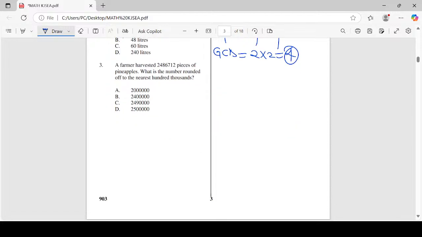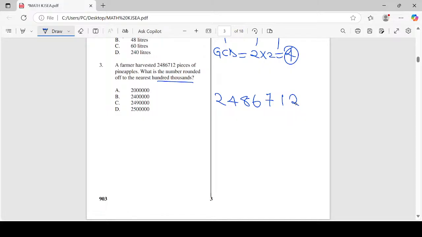Let's look at question number 3. A farmer harvested 2,486,712 pieces of pineapples. What is the number rounded off to the nearest hundreds of thousands? So let's have the number: 2,486,712. They say rounded off to the nearest hundreds of thousands, dear learners.